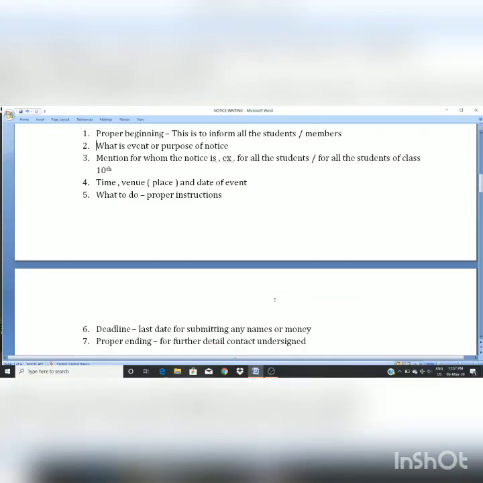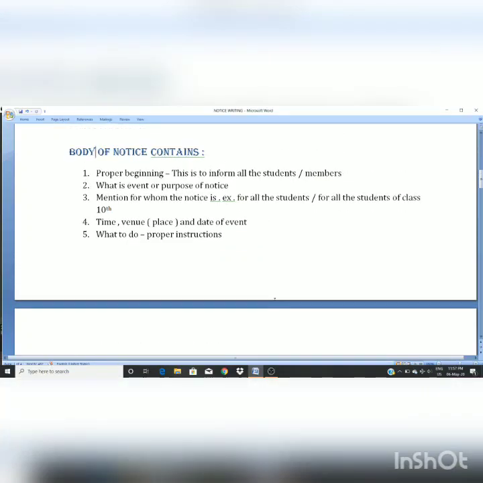Now, what is the body of a notice? Let's see. The body of a notice contains a proper beginning. Your notice should start with a proper beginning, like, this is to inform all the students or members. Or you can also write, it is to inform. So this is the general way to write a notice. Second thing, what is the event or purpose of the notice? You have to write clearly the purpose or event for which you are writing the notice.